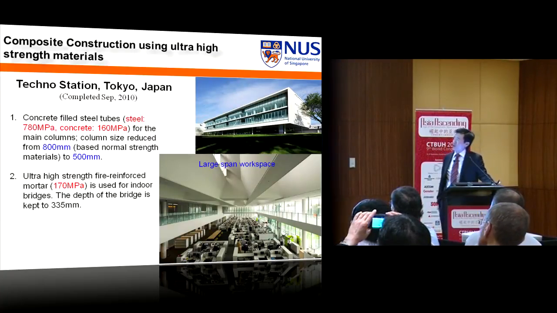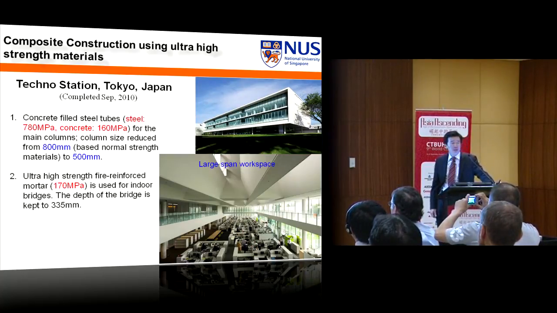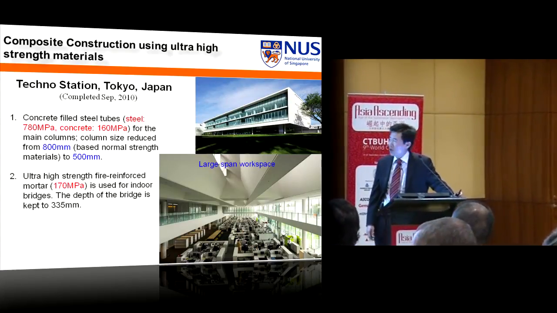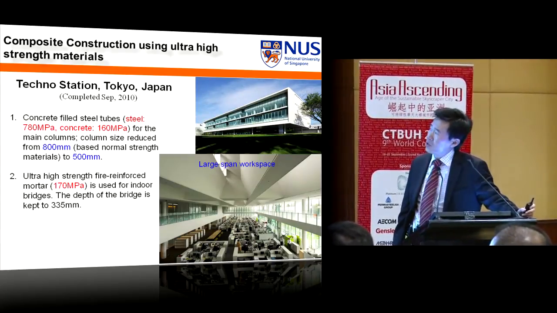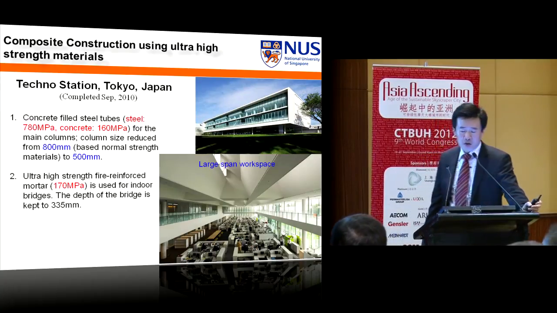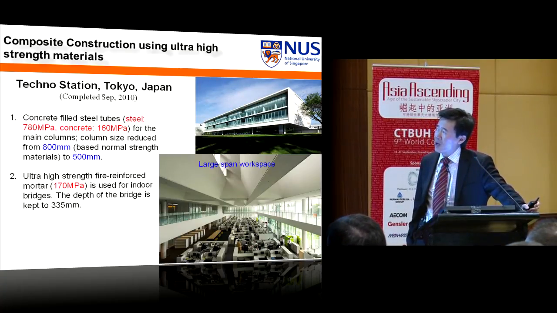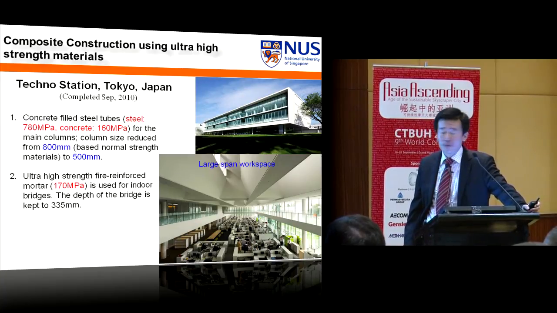One very important project that we have realized was completed in 2010. It is a breakthrough in the usage of high-strength civil engineering material in building construction: the Techno Station in Tokyo. Concrete filled tubes have been used, in which the steel is 780 megapascal and the concrete is 160 megapascal. This is the first time we see this kind of high-strength material used in building construction. They claimed they managed to reduce the column size from 800 mm diameter to only 500 mm diameter, releasing usable space for the owner of the building.